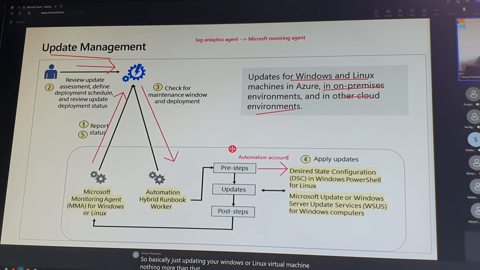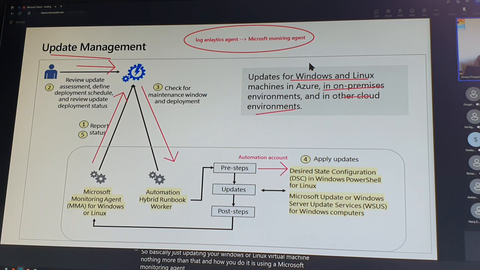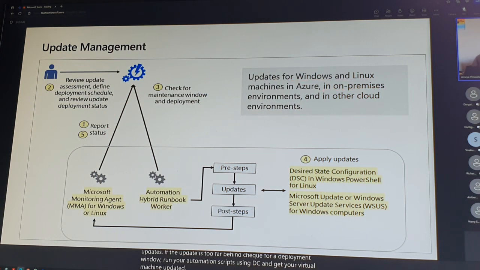And how you do it is using Microsoft monitoring agent, also known as log analytics agent, pretty much the same thing. So step one, you keep monitoring for updates. If the update is too far behind, check for a deployment window, run your automation scripts using DSC and get your virtual machine updated. Amir, can you show this to me on the portal? 100%. Okay, where is my portal?